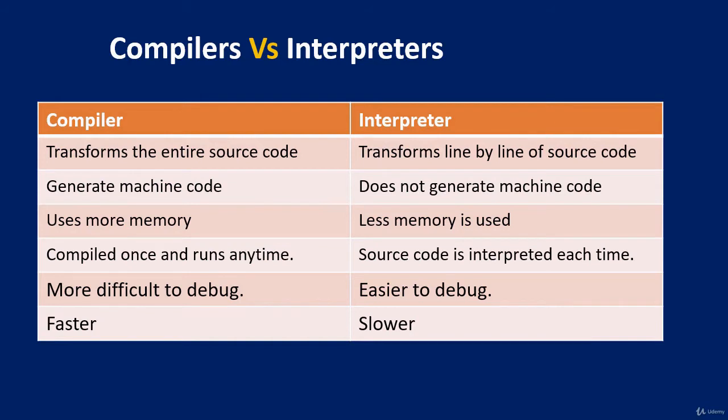Compiled languages run once. So once you've compiled it, you can run it anywhere because it's already been compiled. While with the interpreter, the source code has to be interpreted each time you run the file. Compiled languages are more difficult to debug, because it's harder to find problems, while the interpreter is much easier to debug. The compiler is faster and the interpreter is much slower. So these are some key differences between compilers and interpreters.